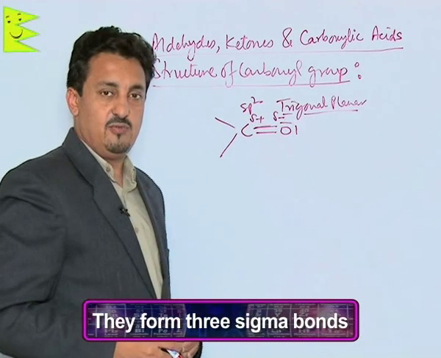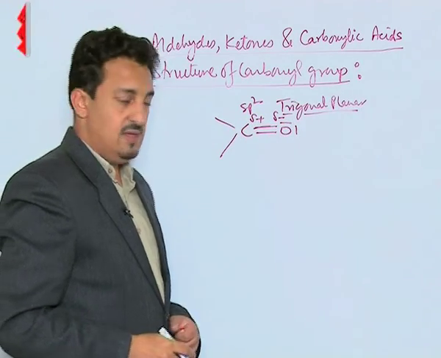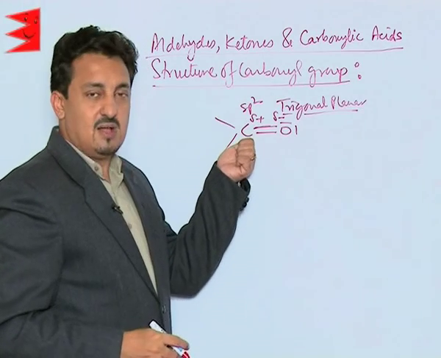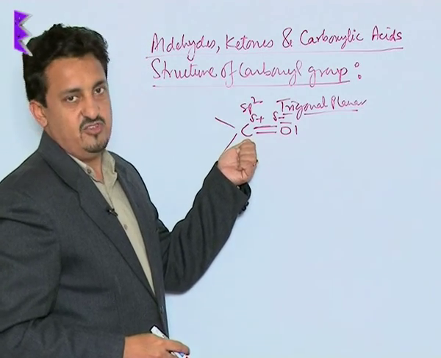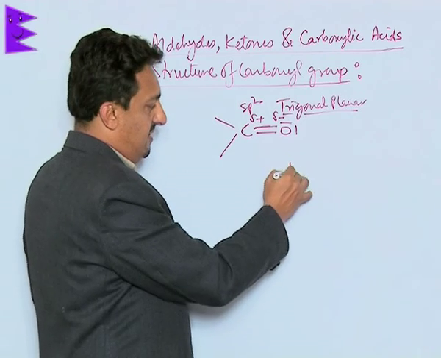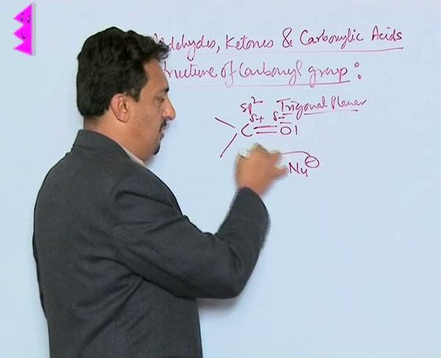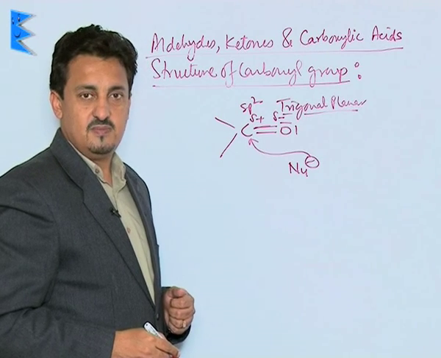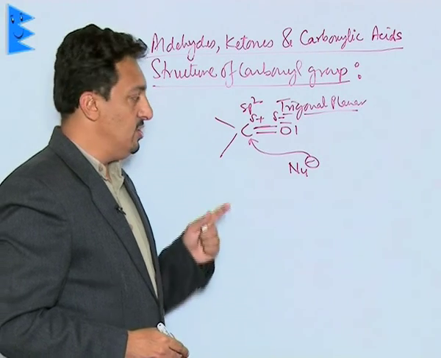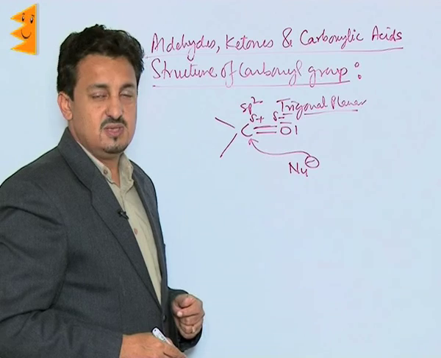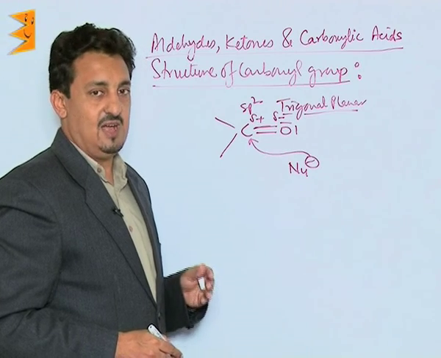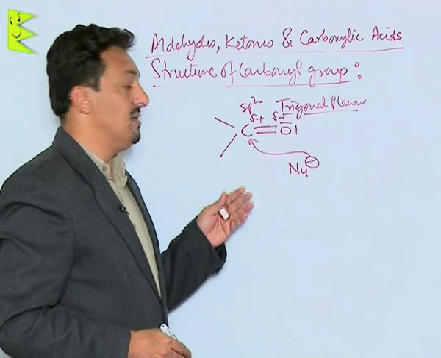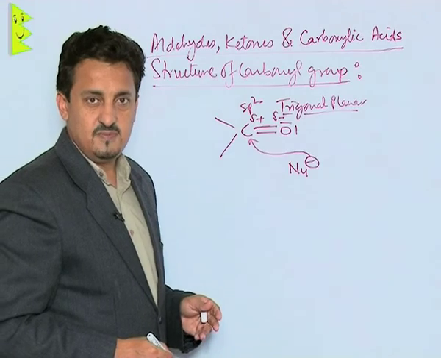Very electronegative oxygen atom, which makes this carbonyl carbon electron deficient. As a result, nucleophilic attack easily takes place on this carbon, and that is why nucleophilic addition reactions are the major characteristic reactions of the carbonyl group compounds.